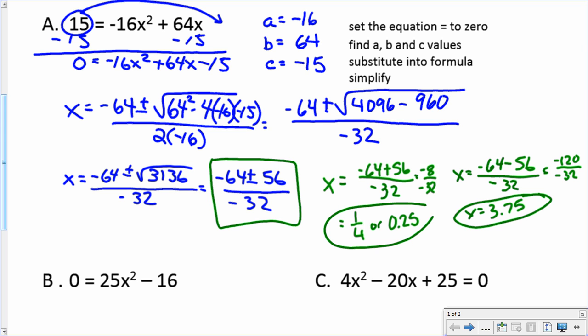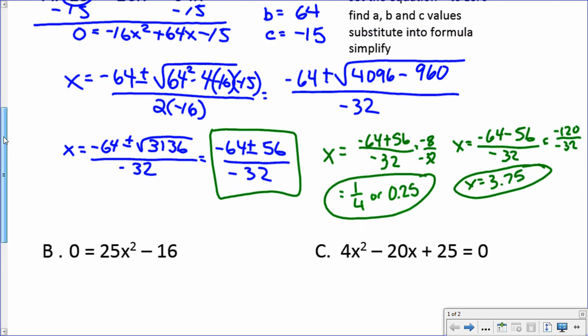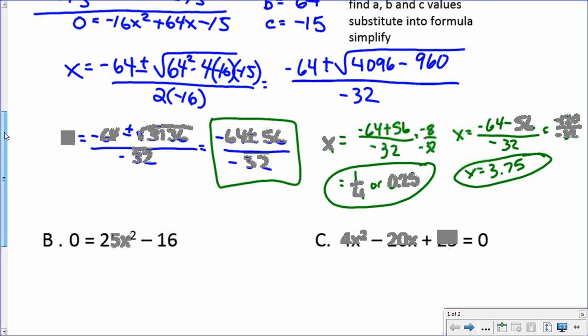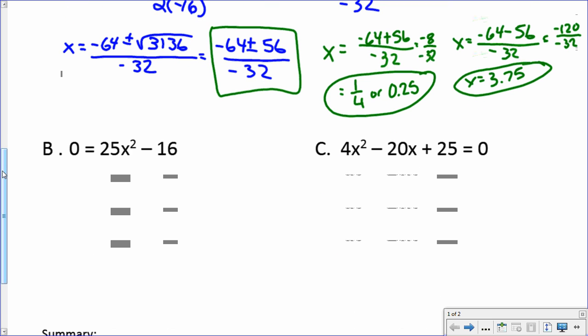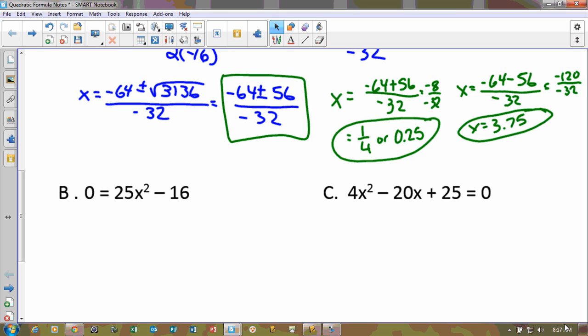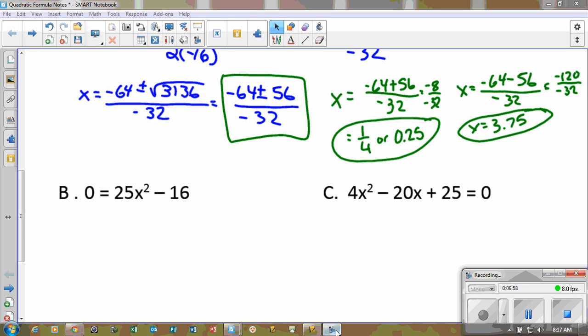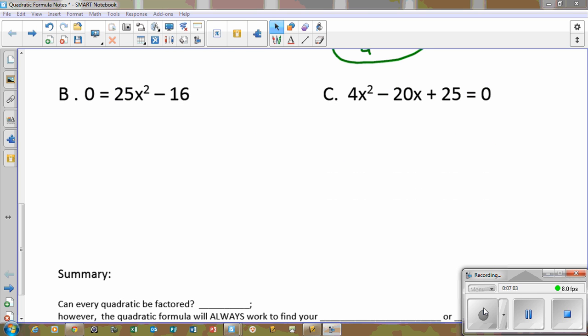Again, we use this formula when the expression cannot be factored. Now the ones below can be factored, but I want you to use them to practice the quadratic formula. So at this point, we are going to pause the video, and I want you to work on B and C. All right. In part B, we have no middle term, right?